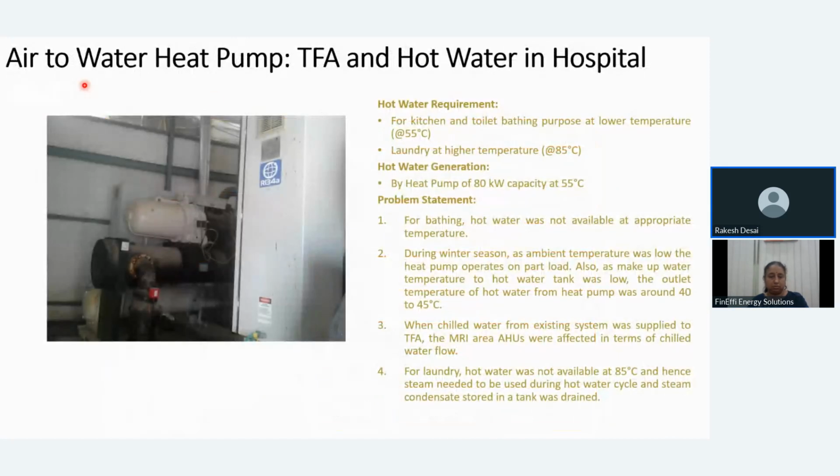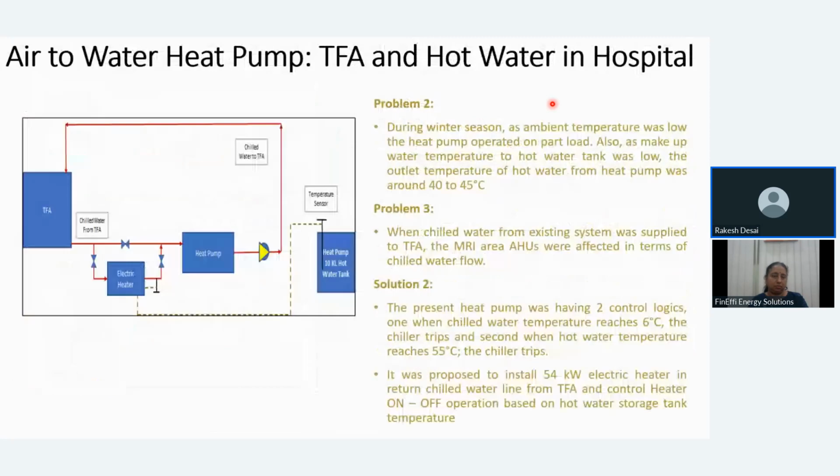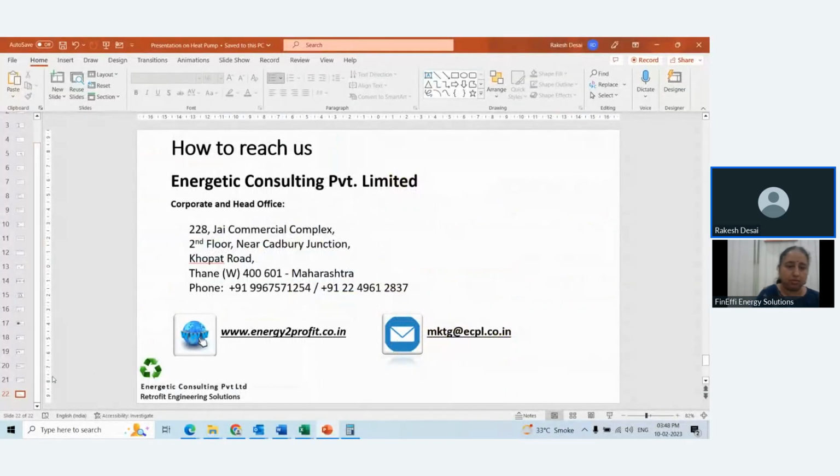Second, in water to water heat pump, we showed how hot water problems in the hospital were tackled, where the hot water heat pump was installed but there were several problems associated with the heat pump system, and how these problems were tackled. So I stop my presentation over here.